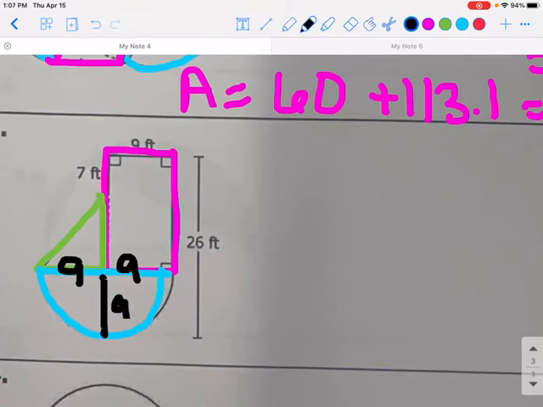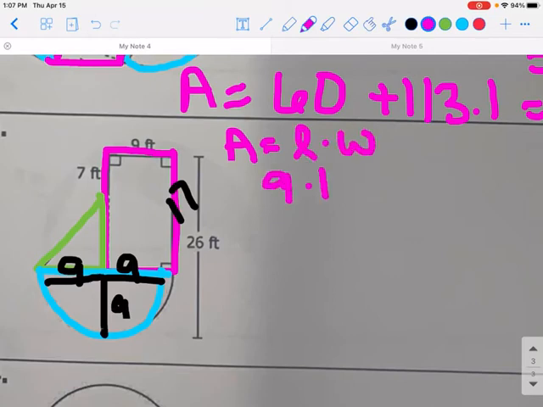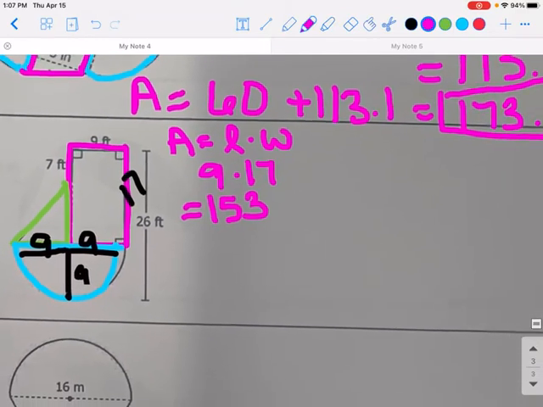Which means of this 26 for the entire shape, 9 feet of it is the circle. So then I know the rest of it is the rectangle, okay? Because again, these are all radii down here. So now for that rectangle, I can do area equals length times width, because I know it is 9 times 17. Use a calculator, and I know it is 153. That's the rectangle. Put that aside.